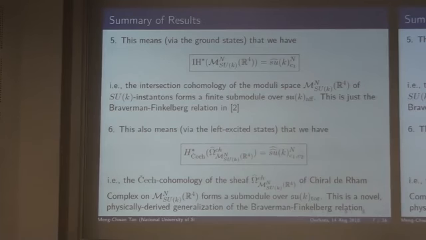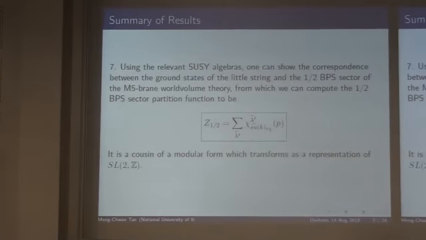And finally, of course, we want to say something about the M5-brane. Okay, so if you look at the supersymmetry algebras of the M5-brane volume theory, we can show that there's a correspondence between the ground states of the little string, that is, the states that are annihilated by all the supercharges on the whole sheet of the little string, with the half BPS sector of the M5-brane volume theory. Okay, and how do you see that?